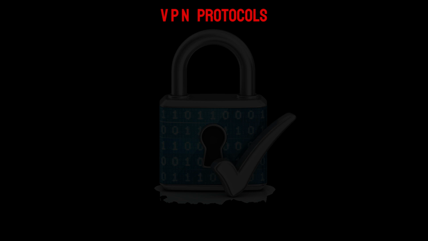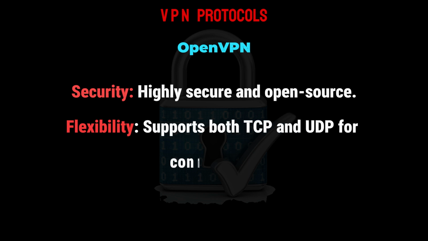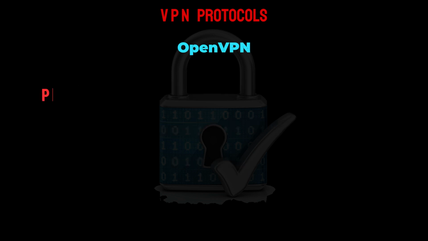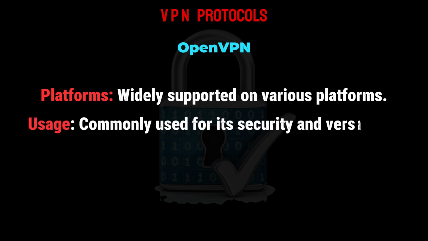Different protocols offer varying levels of security, speed, and compatibility. Here are some common VPN protocols. OpenVPN. Security, highly secure and open source. Flexibility, supports both TCP and UDP for connections. Platforms, widely supported on various platforms. Usage, commonly used for its security and versatility.